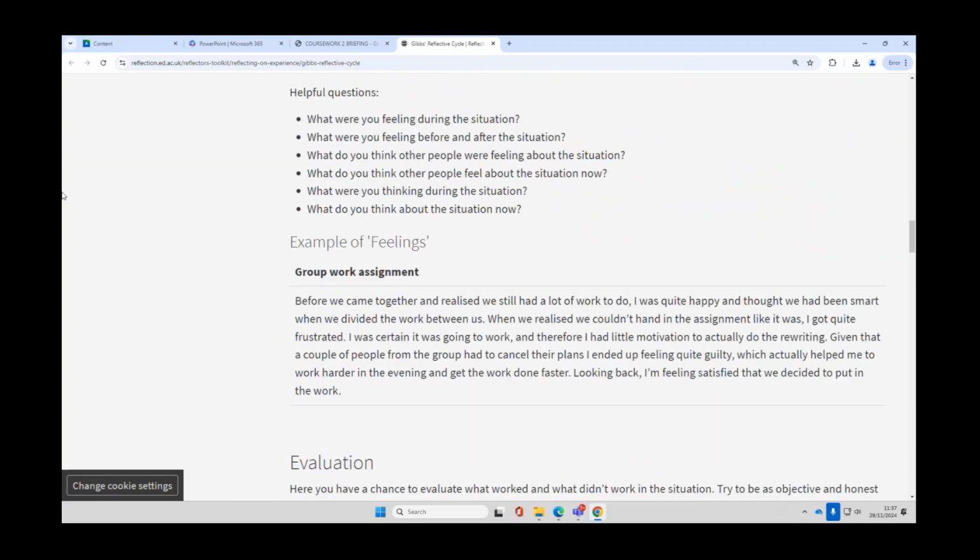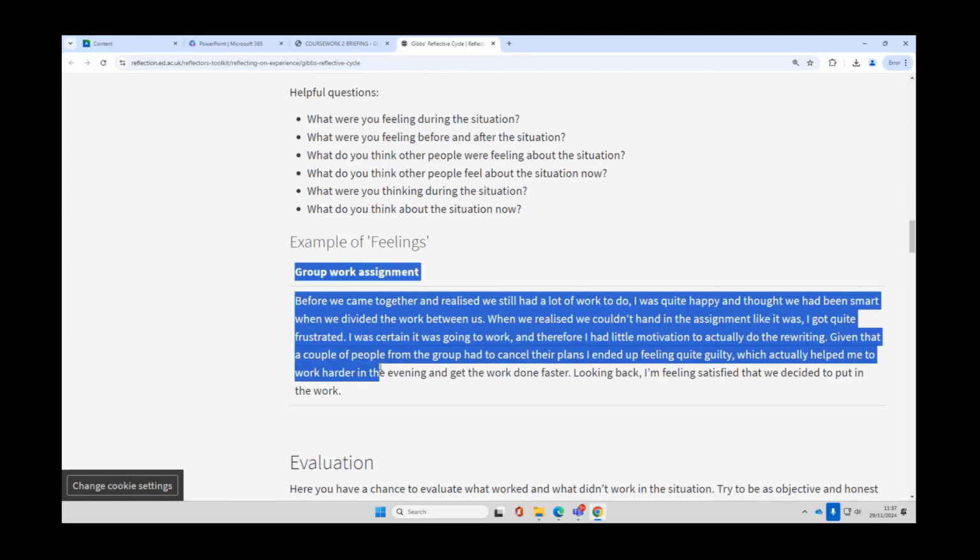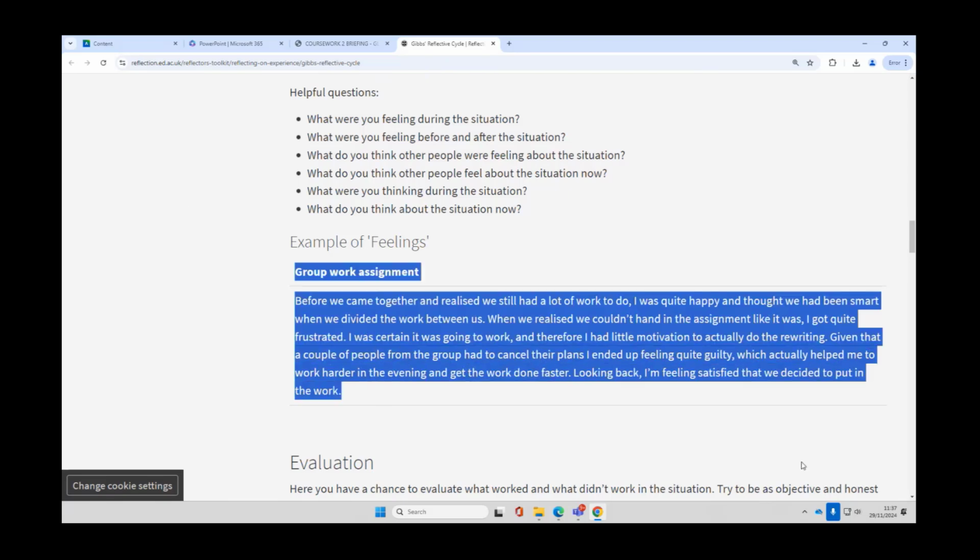Go on and talk about the feelings. Before we came together and realized we still had a lot of work to do, I was quite happy. Happy is a feeling, and I thought we had been smart when we divided the work between us. When we realized we couldn't hand in the assignment like it was, I got quite frustrated. Another feeling word. Remember that. I was certain it was going to work, and therefore I had little motivation to actually do the rewriting. Given that a couple of people from the group had to cancel their plans, I ended up feeling quite guilty. Guilty is another feeling, which actually helped me to work harder in the evening and get the work done faster. Looking back, I'm feeling satisfied. Another feeling, that we decided to put in the work.